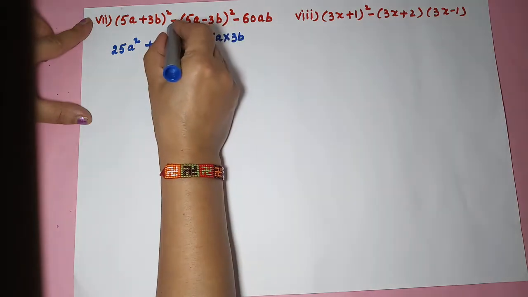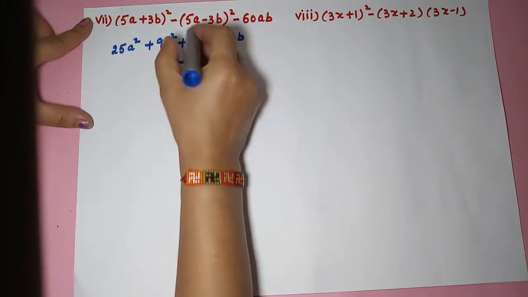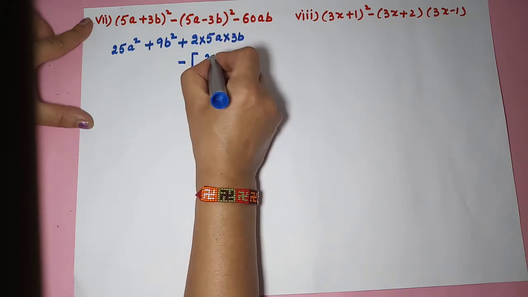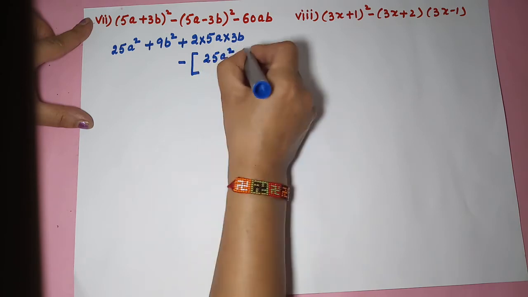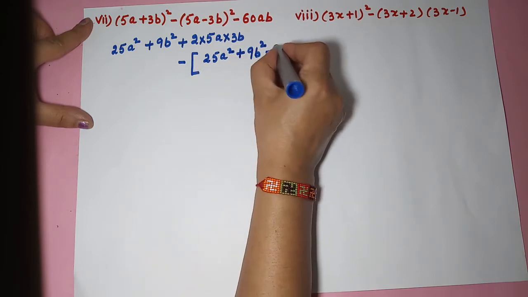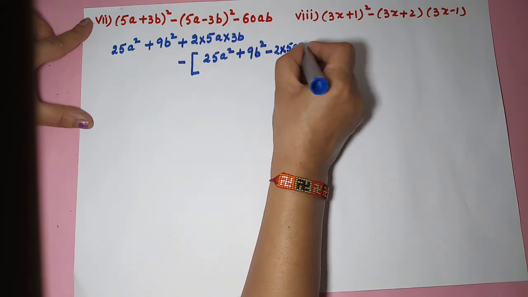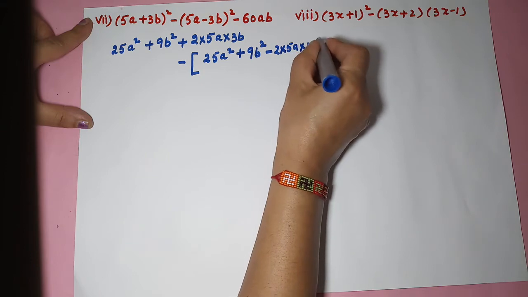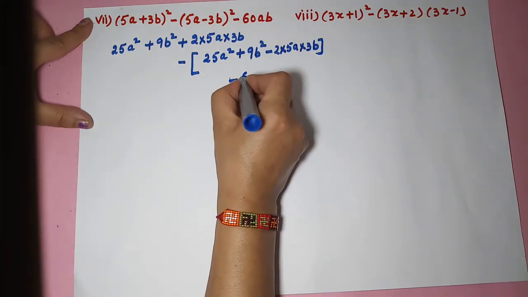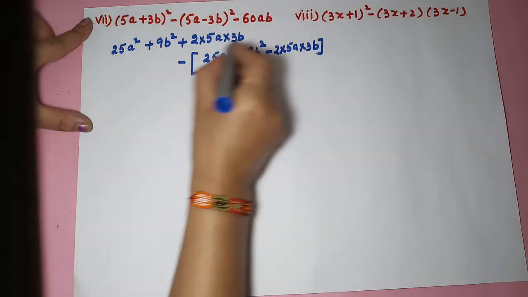Then we have minus sign here, so we will put minus into, open this, now this is a minus b whole square, that becomes 25a square plus 9b square, but this time minus 2ab, 2 into 5a into 3b, right? This part over, and then we have minus 60ab. We'll keep it as it is. Fine. Let's now simplify this.